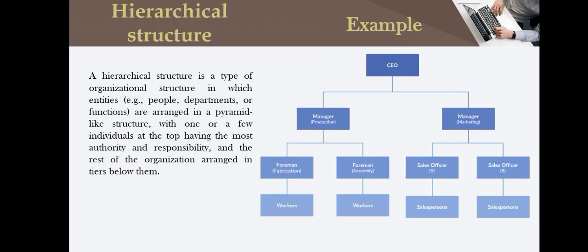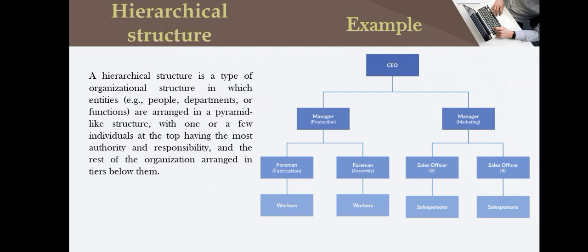A hierarchical structure is a type of organizational structure in which entities, for example, people, departments, or functions, are arranged in a pyramid-like structure, with one or a few individuals at the top having the most authority and responsibility, and the rest of the organization arranged entirely below them. An example of a CEO in a hierarchical structure would be the top executive in the corporation or company.